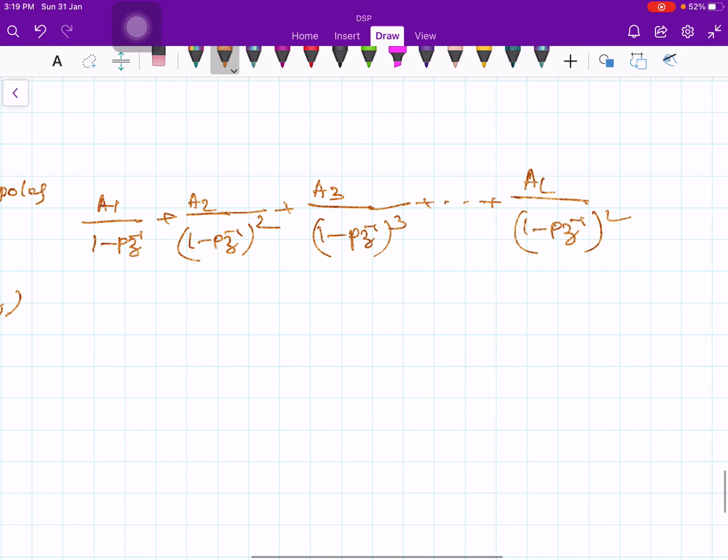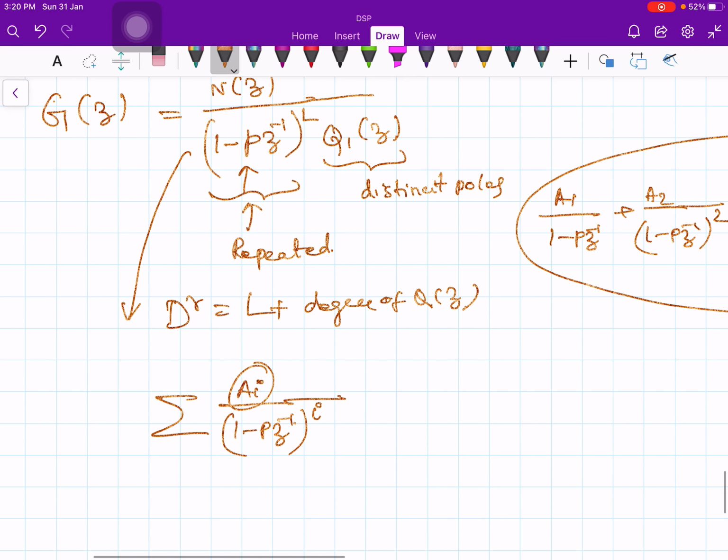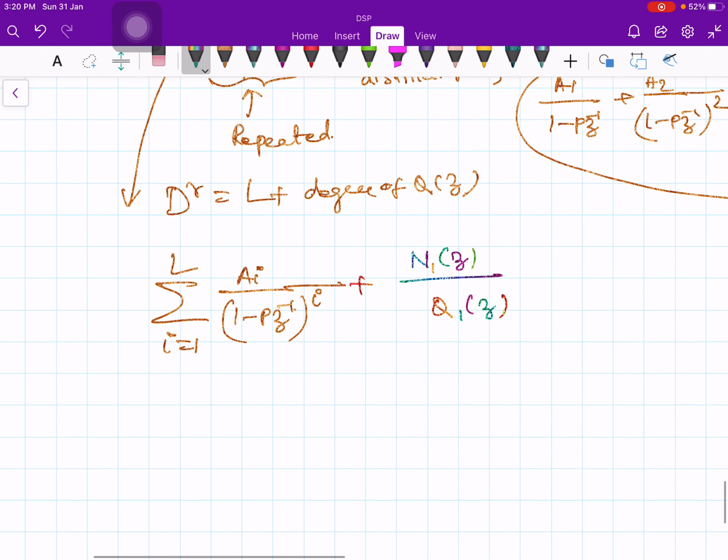So this whole thing can be written in this compact form, summation of i equal to 1 to capital L, plus n1 of z divided by q1 of z. Therefore there are capital L number of constants. So this contains capital L number of constants, a1, a2, a3 up to aL.